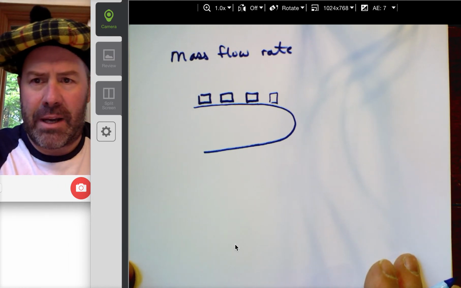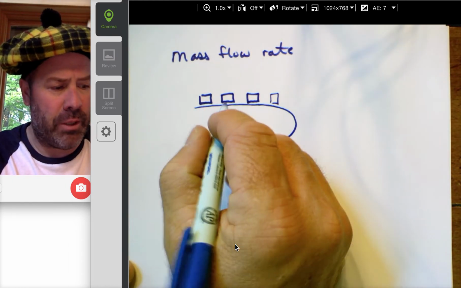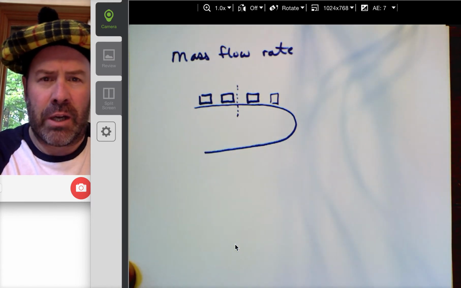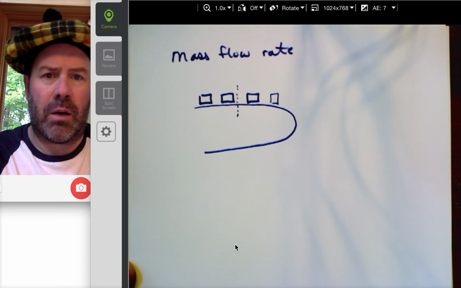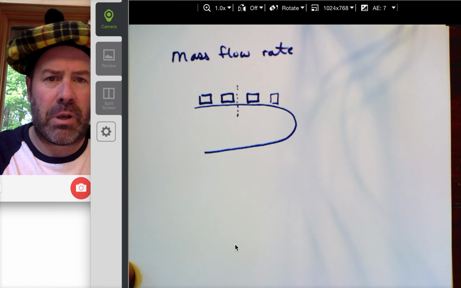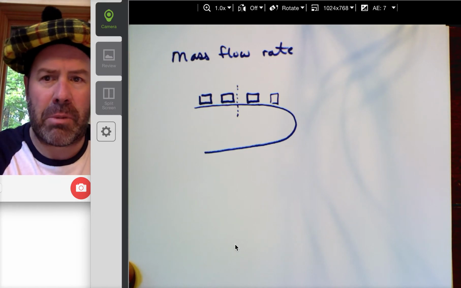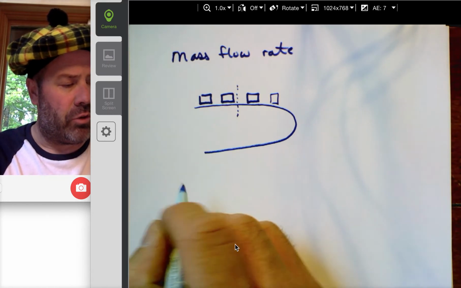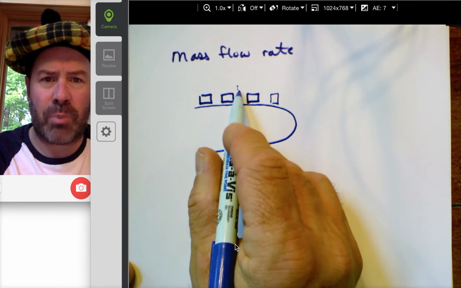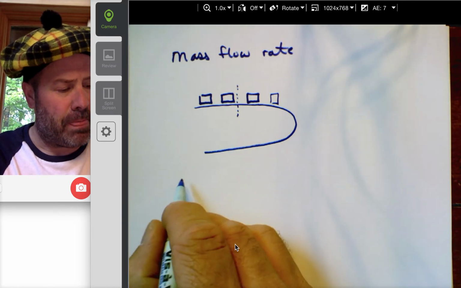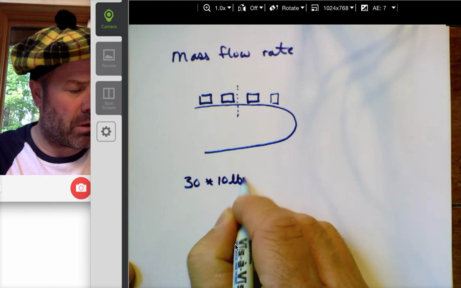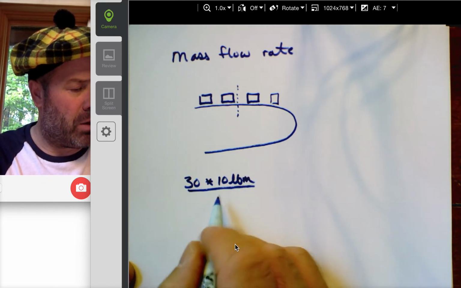If I wanted to know what the mass flow rate is, I would pick a point. Let's pick this point right here. And I would count how many 10-pound weights go past that point every minute. So let's say that 30 of the 10-pound weights go past this point every minute. So 30 times 10 pounds divided by 1 minute.